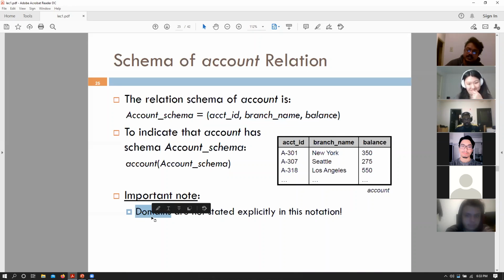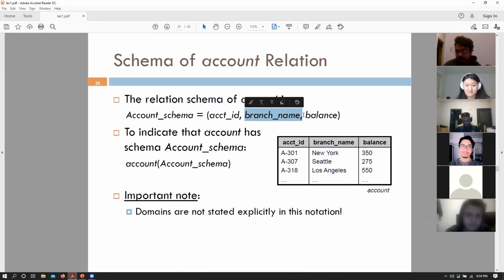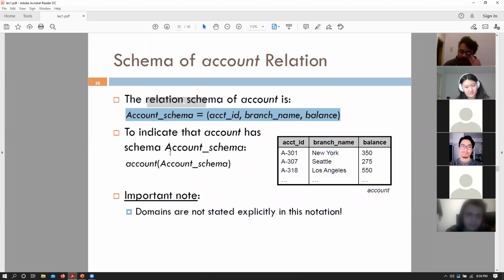So domains are not stated explicitly in our notation. What do we mean by domains? The type of the data that a particular attribute has. So branch name is going to be a string of legitimate branch strings. Balance has to be a non-negative value. But those things are not represented clearly in this formulation in terms of schemas, right? However, this is a bit simpler, and this is what the relational model uses. And so this is what we will use as well, right?